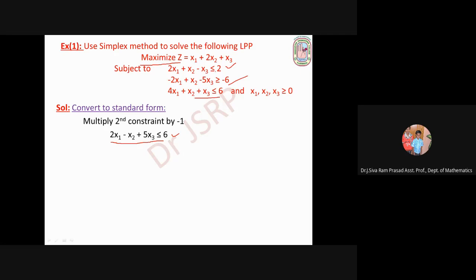So here all the constraints are less than or equal type. First constraint less than or equal, second constraint is also less than or equal, and third constraint is also less than or equal. How do you convert a less than or equal type constraint to equality? By adding slack variables. So add slack variables S1, S2, S3 in the constraints.